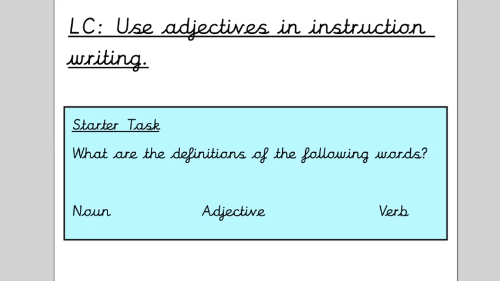I would like you to write down the definitions of the following words. Remember, definitions mean what does the word mean? So, what is a noun? Write noun and tell me what a noun is. Then an adjective, tell me what an adjective is, and then a verb, tell me what a verb is. So if you could pause the video now and then write those down in your books.